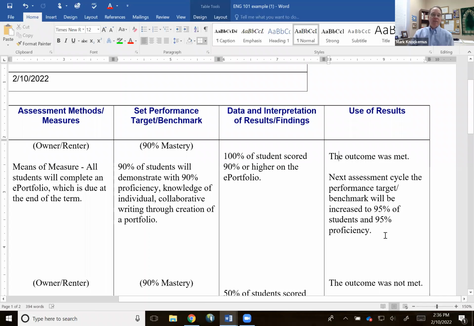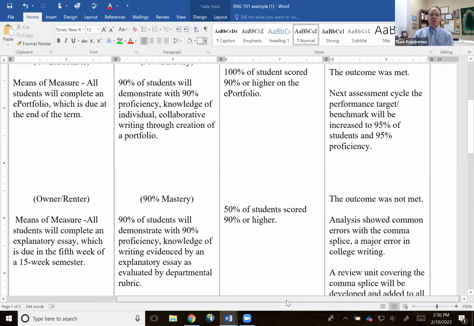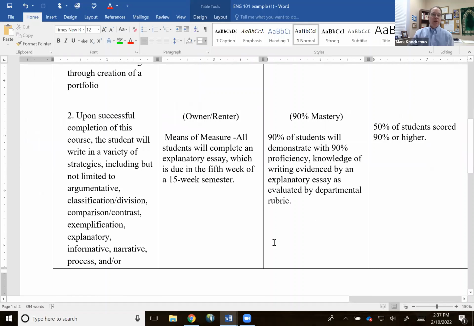Well, if we want to keep using this for assessment, we can't keep it where it is. We have to up our ante. So you'll see that we've gone from 90 to 95, and that was on that first student learning outcome. Now, let's take a look at the next one. This next one deals with writing papers.